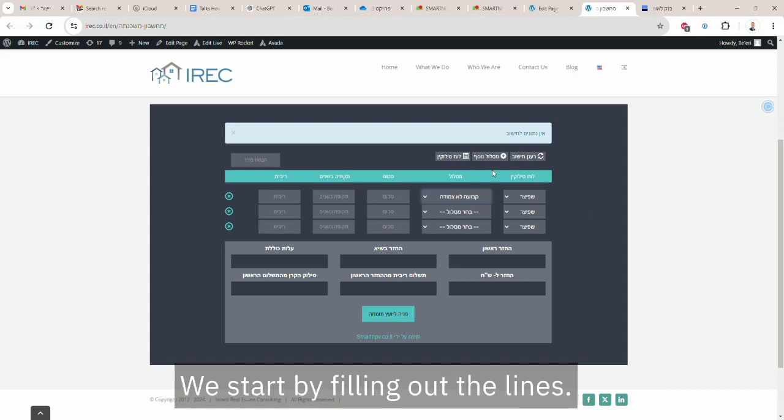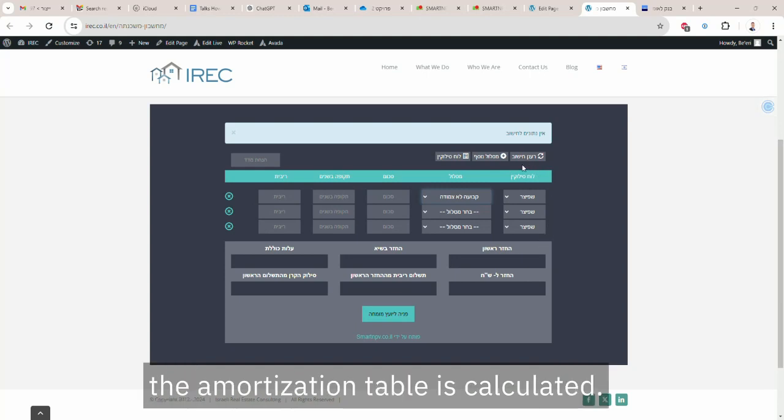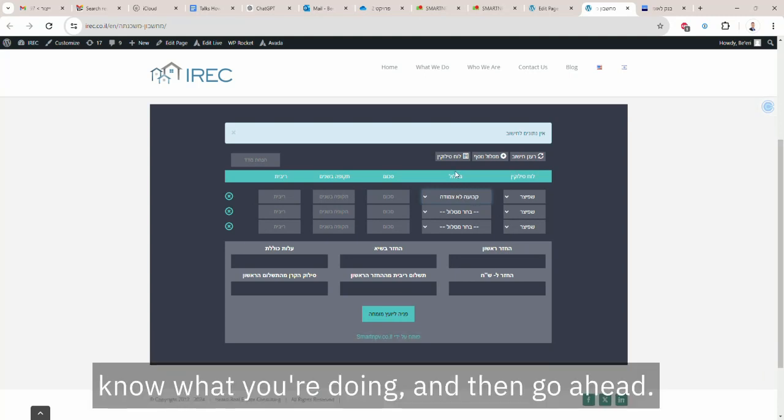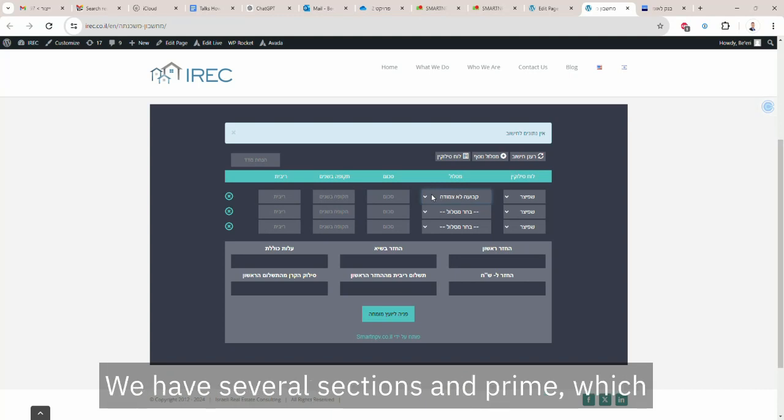We start by filling out the lines. This section here is the way the amortization table is calculated. I suggest not making any changes here unless you know what you're doing, and then go ahead. Maslul is the type of mortgage. In Israel, we have several sections.